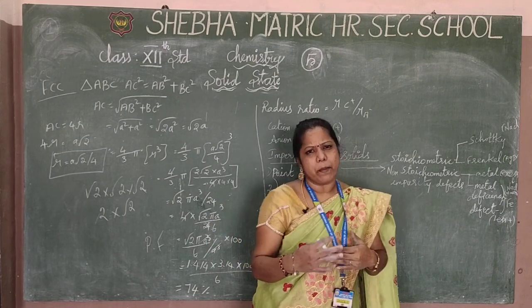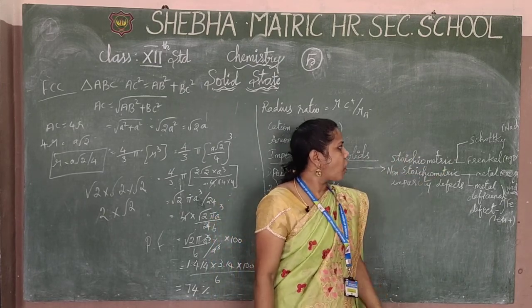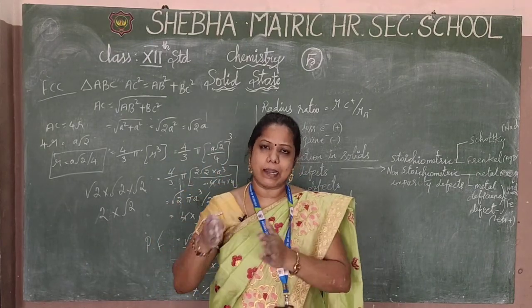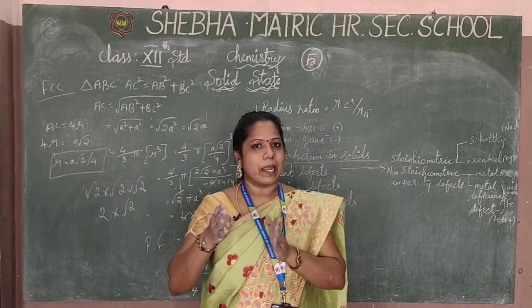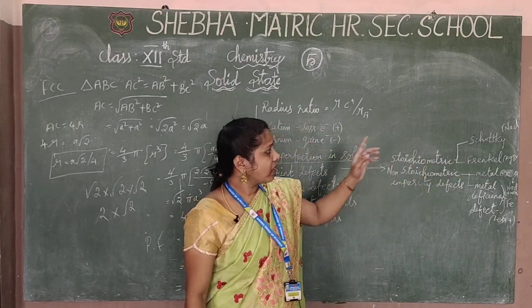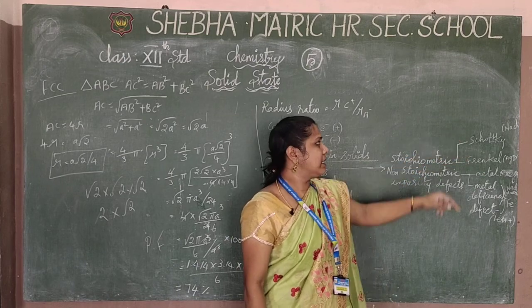Okay, I am going to explain one by one from this book. The Schottky defect involves positive ions and negative ions. I consider NaCl as the crystal here. Na is positive and Cl is negative.